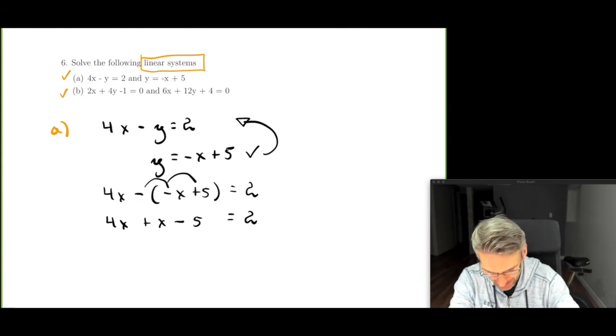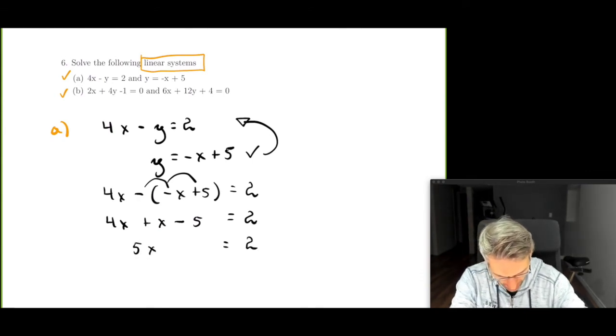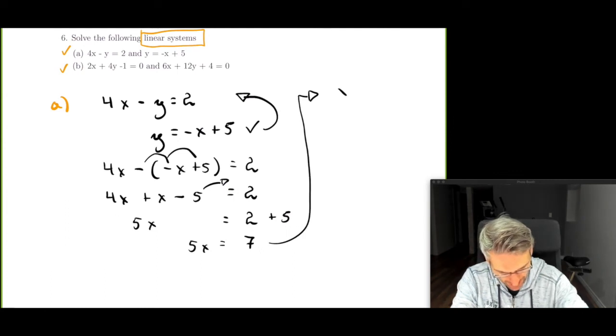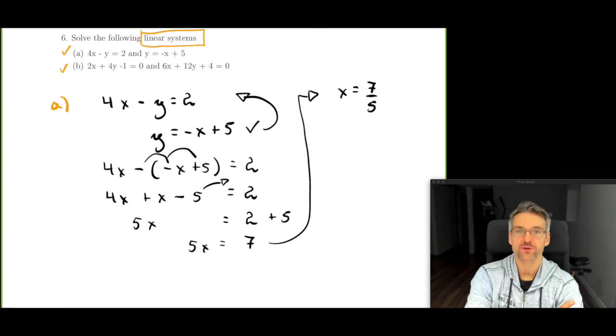Now grouping my like terms, that's going to be 5x, and we're going to bring the other 5 over on the other side. So this is 5x equals 7. So notice here, that would have been my first one. So x is equal to 7 over 5. All right. Now you're not done.